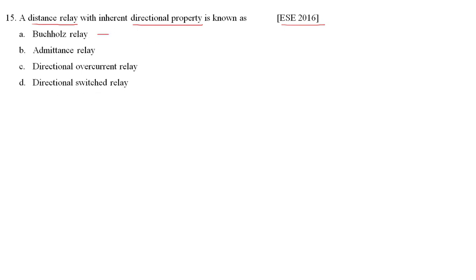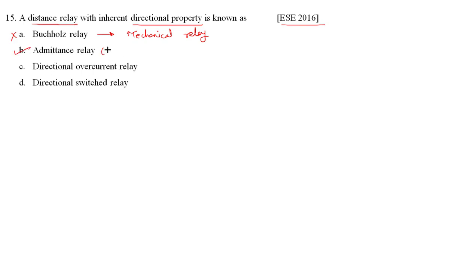Now if we see the first, Buchholz relay, it is basically a mechanical relay. It is used for the protection of a transformer against internal faults, and it operates on the mechanical principle. So it is a kind of mechanical relay, so it is not correct. Option B, admittance relay, which is quite correct.